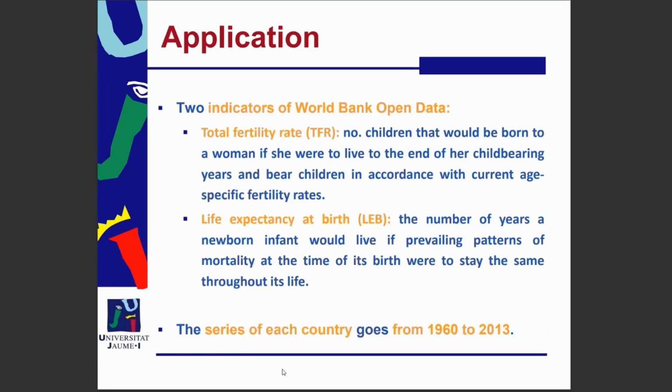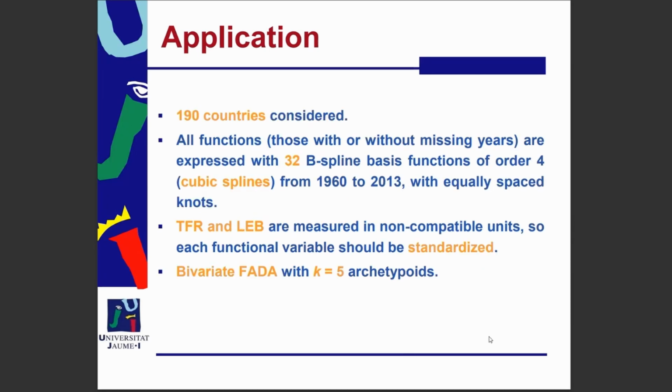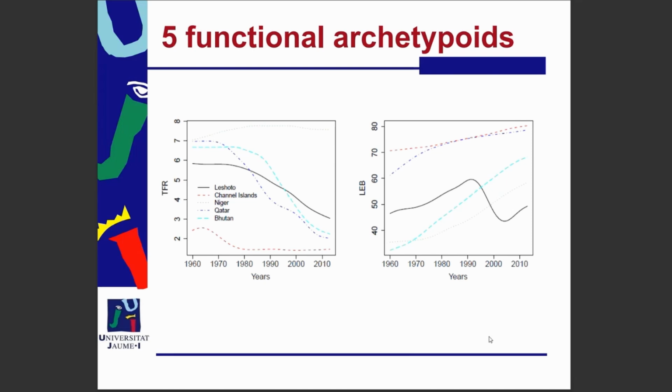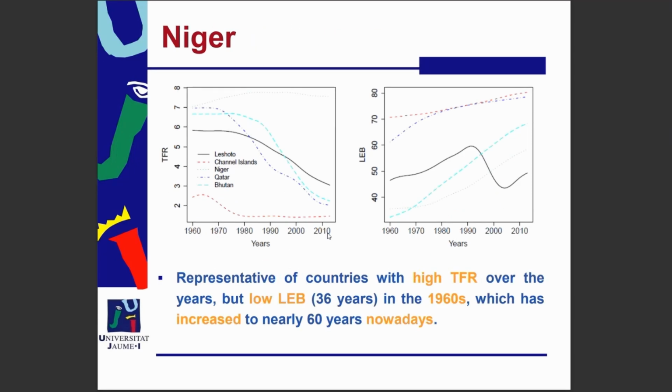Imagine that we want to describe the countries in the world with two indicators, total fertility rate and life expectancy at birth during these years. They are time series, so we applied archetypoid analysis because we wanted exact countries, with five archetypoids. And we have these archetypoids: Lesotho, Channel Islands, Niger, Qatar, Bhutan. They have a description.